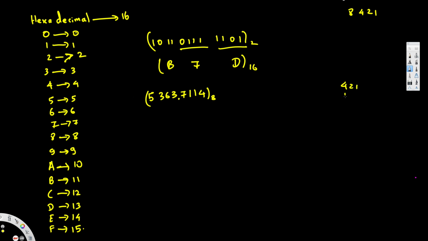For 4, we have to have 1 and the others are 0, so 100. Then the other digits follow the same way, 001, 011, 111, 110, 100, 001, and the base is 2.